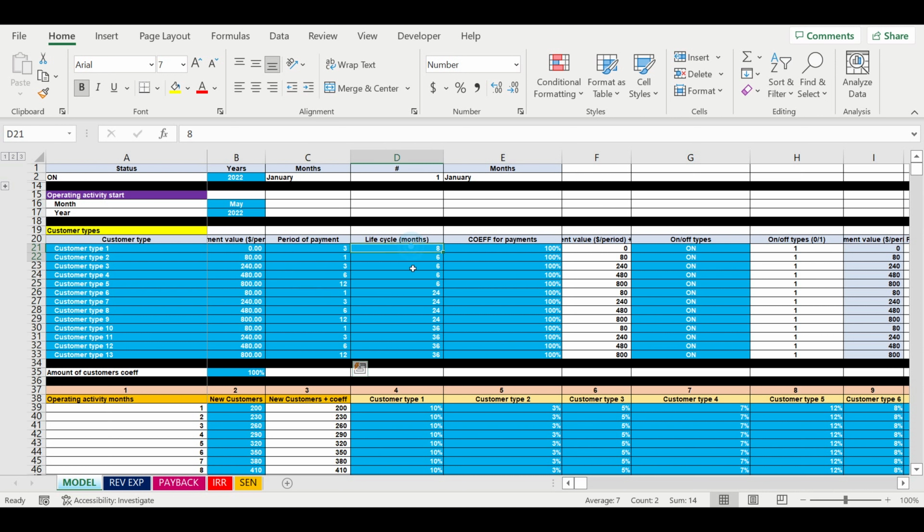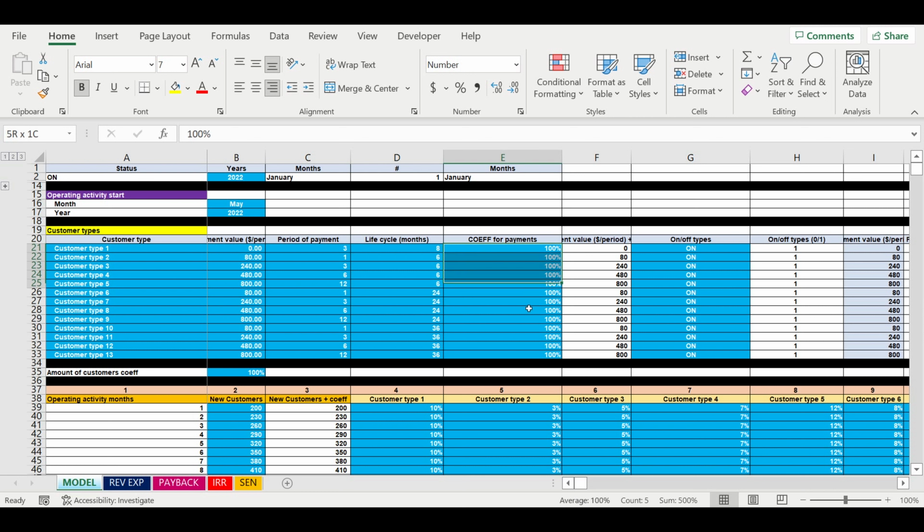Then we can specify how long each type of customer stays with us, and so we can specify the life cycle of each customer type, when the customer disappears and ends up giving us the revenues.